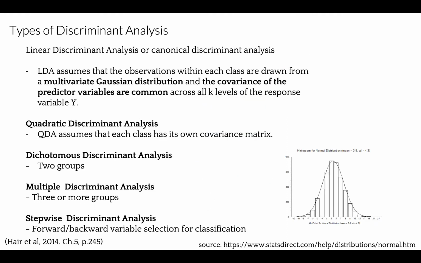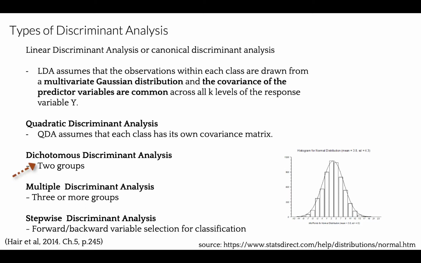There are several types of discriminant analysis. Linear discriminant analysis, or canonical discriminant analysis, assumes that the observations within each group, or each class, are drawn from a multivariate Gaussian or normal distribution, and the covariance of the predictor variables is common across all levels of the response variable. Quadratic discriminant analysis also assumes that observations are drawn from a Gaussian distribution. However, it assumes that each class has its own covariance matrix. So the predictor variables are not assumed to have common variance across each level of Y.